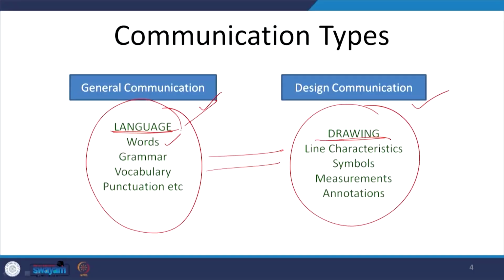So sociologists and historians have been able to deduce a lot of things from the drawings that the primitive people in prehistoric times were able to make. So language can be compared with drawing for engineers and architects. Like we have words, we have these different line characteristics. For example, as I am speaking, I use these words: speak, draw, and communicate. These are all words. Similarly, we have line characteristics.